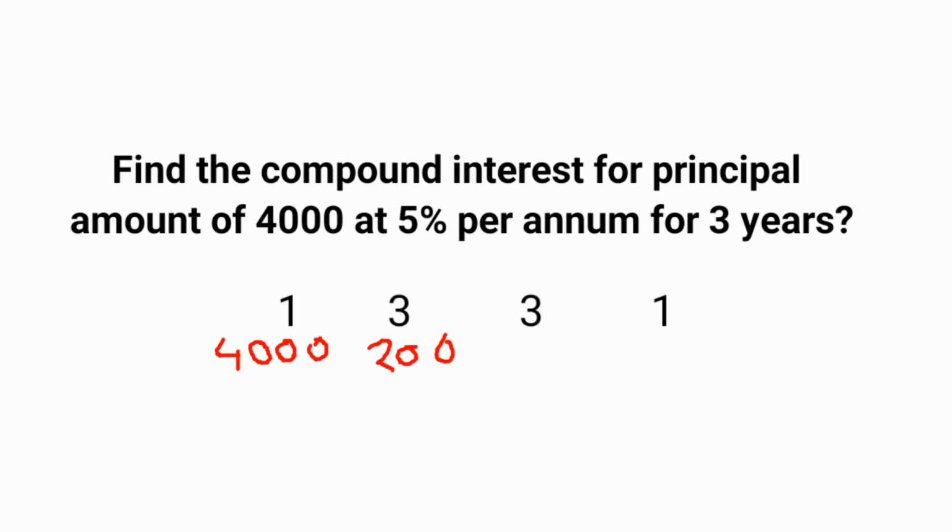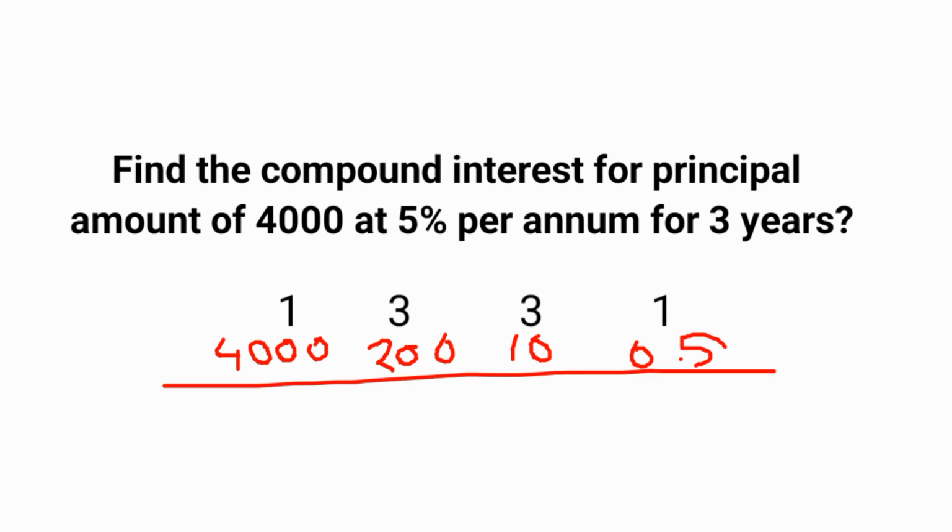Then again take 5% of the answer which we got now. That is 200 into 5 by 100. 100 and 200, 2 times, 2 into 5 is 10. Write this below 3. Again take 5% of the answer which we got now, that is 10. 10 into 5 by 100. 10 into 5 is 50. 50 by 100 is 1 by 2. That is equal to 0.5. Write this below 1.